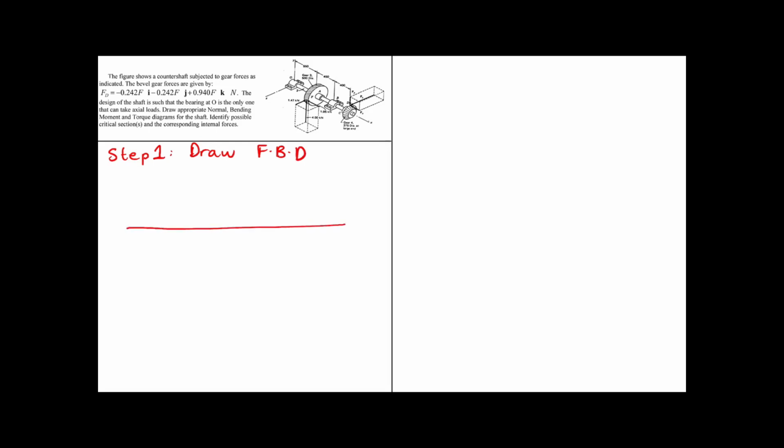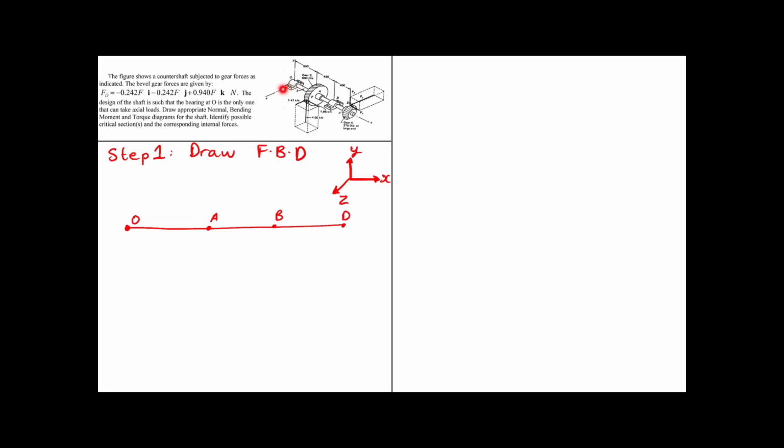So I'm going to draw the shaft as a straight line. I'm going to mention here how the axes are going to be. This is x-axis positive, y-axis positive, and z-axis positive. So let me mark this as point O. This is point A, point B, and point D. So let's go to the location here.